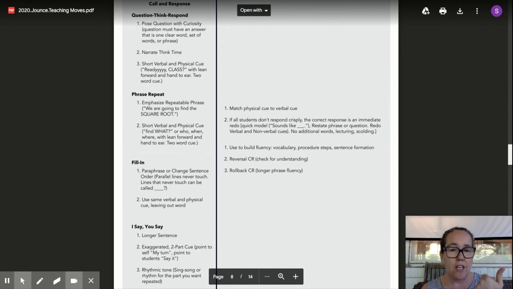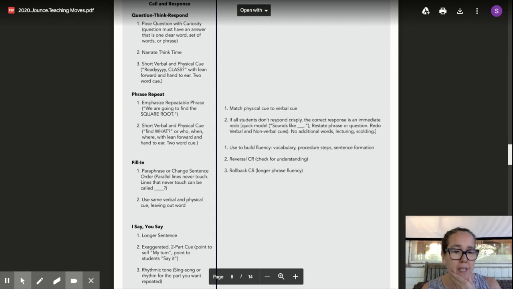Number 1 is I can either paraphrase or change the sentence order of what I said before in order to have something that really is a check on what students are thinking. So I'm not just repeating my same sentence. So for example, 2 lines that meet at a 90-degree angle are perpendicular. I can tell 2 lines are perpendicular because they meet at a... Okay, so I used my trail off there.